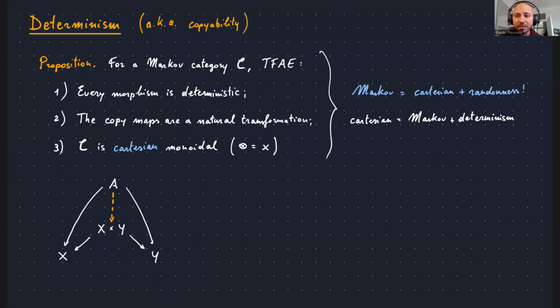And that's not the case if you have randomness. You see, this is a possible joint for these two probability measures. That's a map into X times Y that projects down to these two, but this one does too, and these two are different. That's also a joint for these two. So this universal property does not hold. The uniqueness of this dashed map fails.